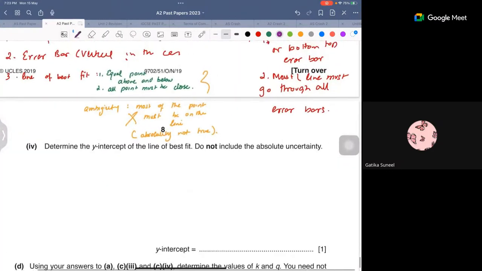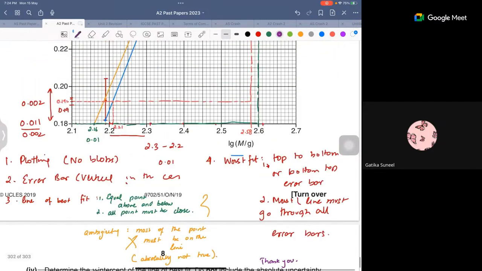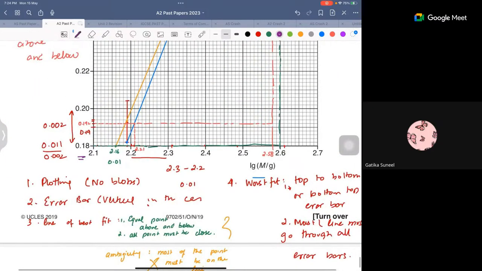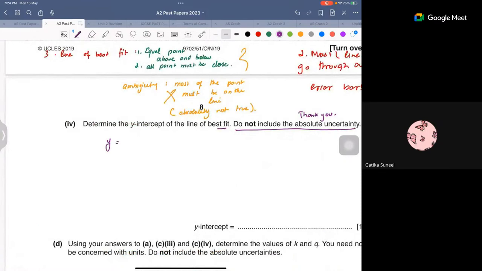Next, it says, determine the y-intercept of the line of best fit. Do not include uncertainty. Sometimes he says that. So I'm going to explain how you can do this. The y-intercept, because this doesn't start from the origin, we can't read it directly. So we have to use y equals mx plus c to do that.